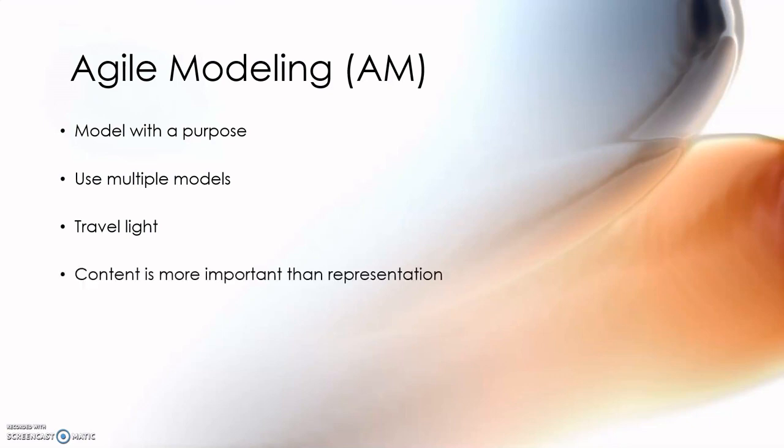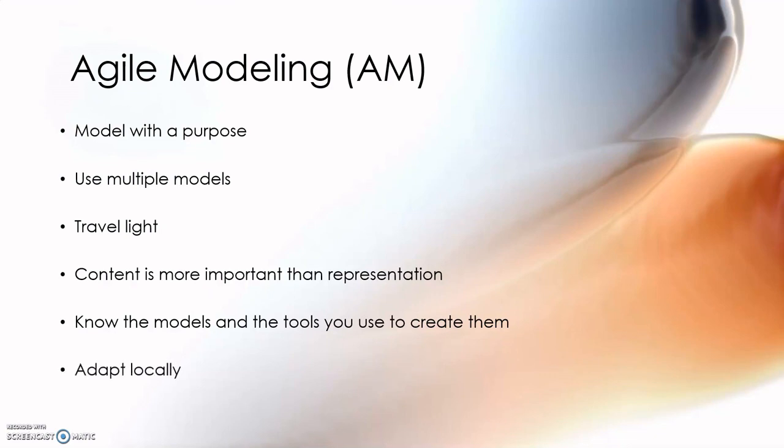Then content is more important than representation. Modeling should impart information. Know the models and tools you use to create them. That is, understand the strengths and weaknesses of each model and the tools that are used to create it. Then, at last, adapt locally. The modeling approach should be adapted to the needs of the agile team.